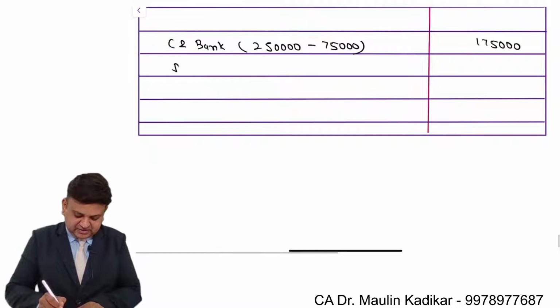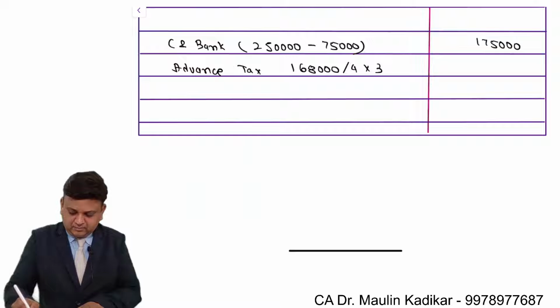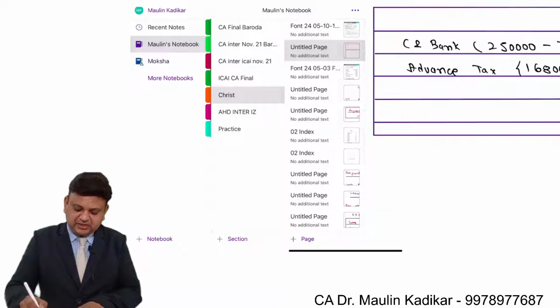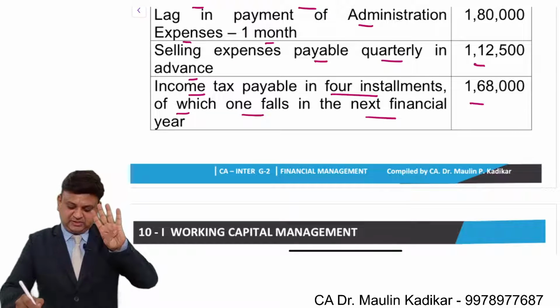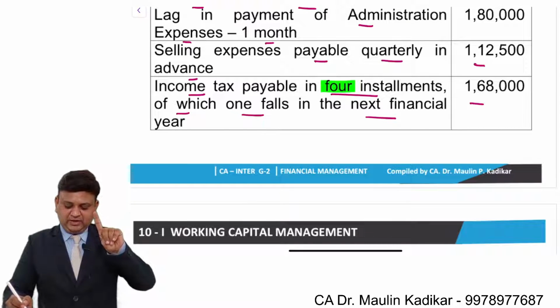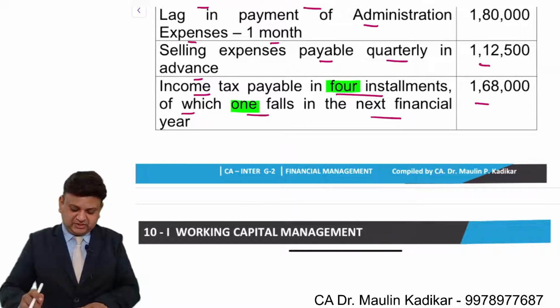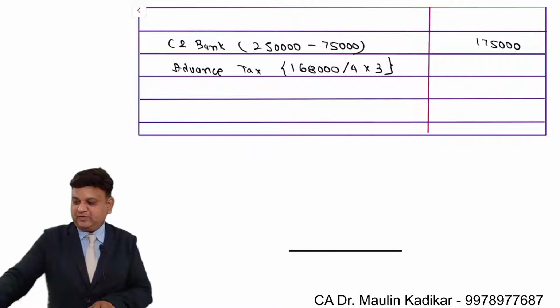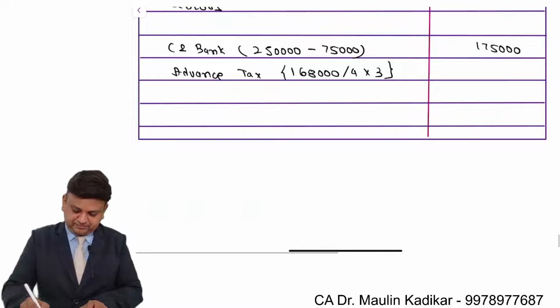Next is advance tax. 1,68,000 divided by 4 into 3, because it has been provided to us very clearly that we pay that in 4 installments, of which one falls in the next financial year. It means that 3 installments are in the current financial year. So 1,68,000 into 3 divided by 4 is 1,26,000.